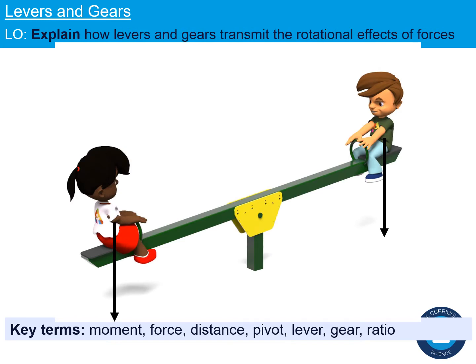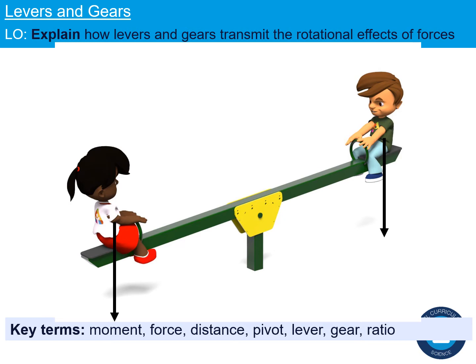For example, a seesaw. There are two downwards forces acting on this seesaw, from the person on the left and from the person on the right. Because the object has a pivot, a point about which to rotate, that's the yellow part of the seesaw, the effect of these two forces is to each cause a rotation. The turning effect of a force is called a moment.